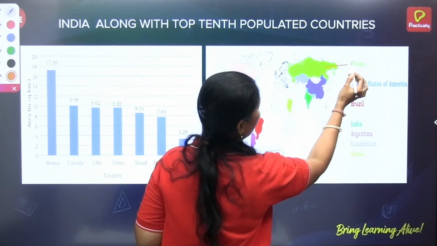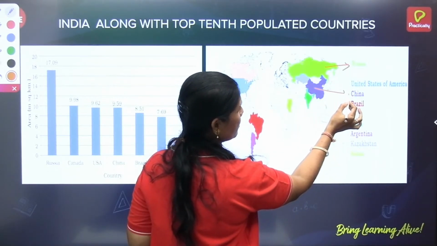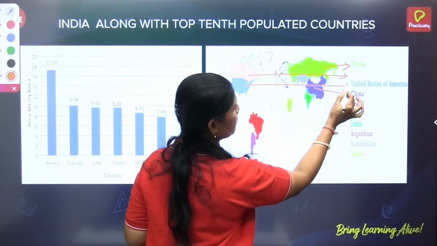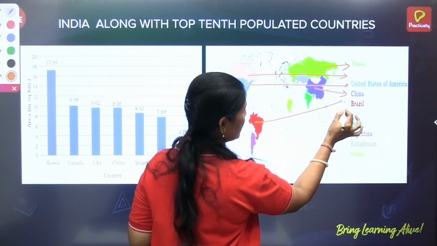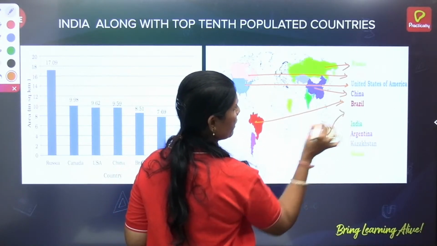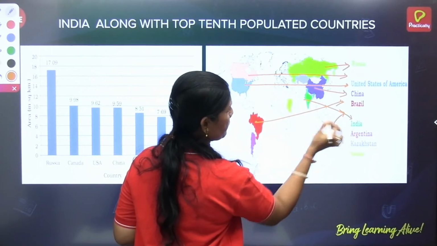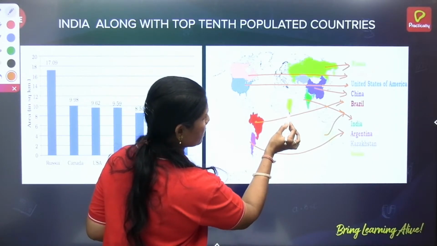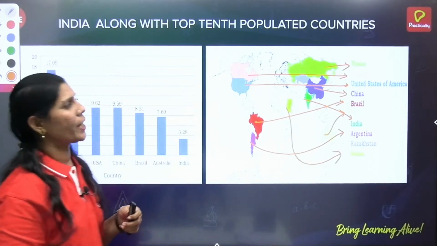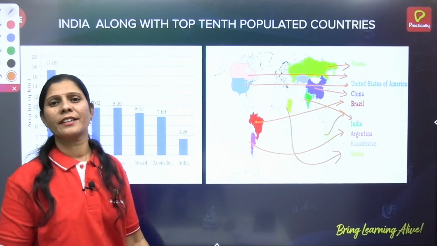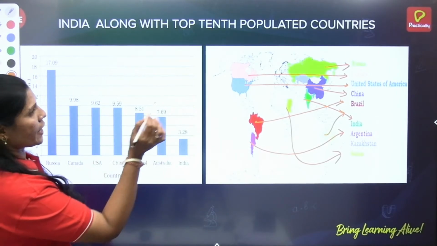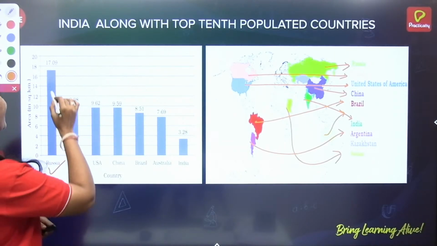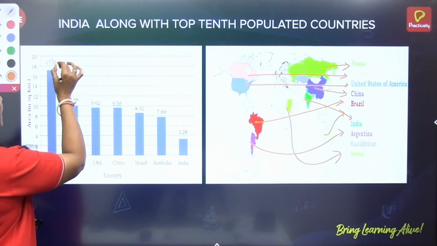Okay. Green, Russia, China, it's Brazil, Australia, India, Argentina, okay, and Sudan. Okay, these are the top 10 populated countries, and in that Russia stands first place and its population is 17.08 million.